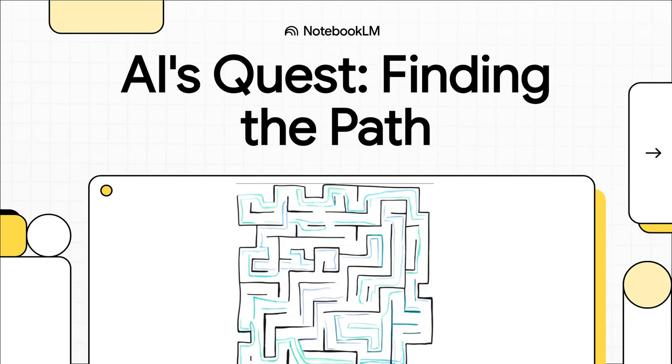Welcome back! Today, we're diving into something that's, well, at the very heart of AI. I mean, think about it. Your GPS, a character in a video game. How does a computer program figure out the best way to get from point A to point B? It's this grand quest, really, and today we're going to unpack exactly how they pull it off.